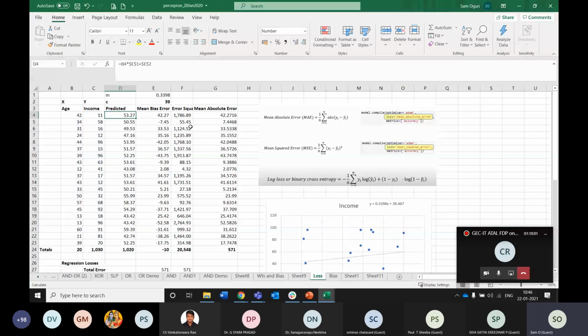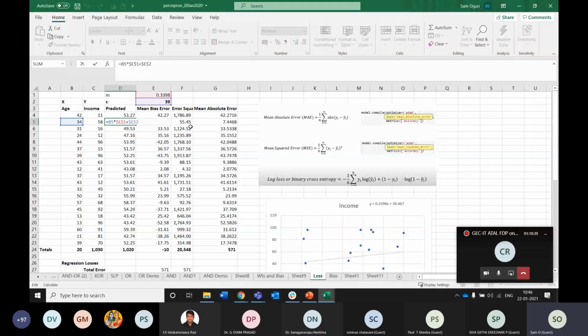So when I predicted using my model, my model predicted that the income of the person having an age of 42 should be 53.27. How I got 53.27 is I multiplied the age 42 by the slope, which is the coefficient, which is the feature, 0.3398, and I added the bias. I got 53.27. Then for the age 34, I did the same.